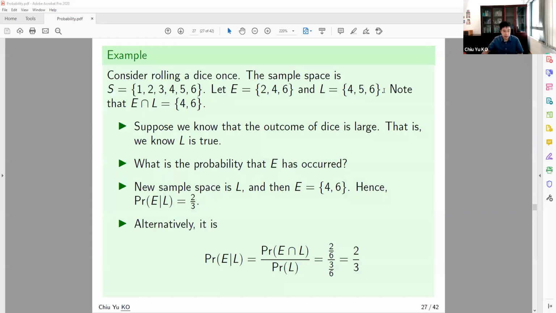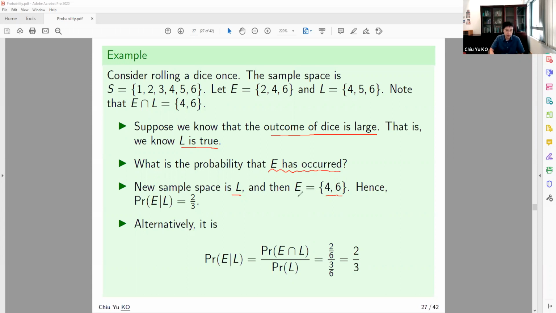So let's do the example, okay? Now I roll a die once. The sample space is 1 to 6, E is the even numbers, L is the large numbers, and the intersection is 4 and 6, so it's clear because the only common elements are 4 and 6. Now someone tells us the outcome is large, so L is true. We know it's large. How likely is event E? So the new sample space is L.